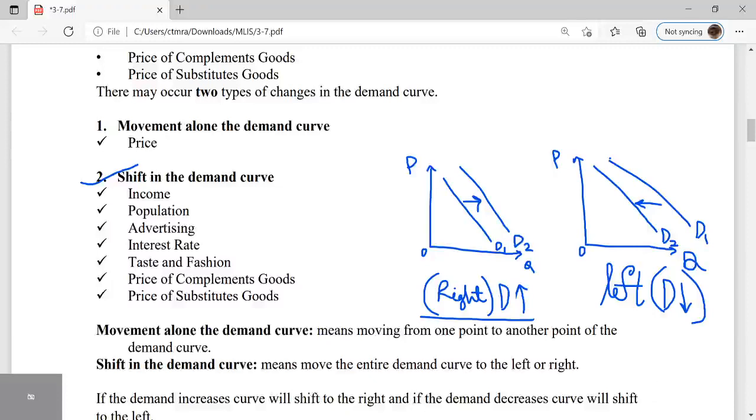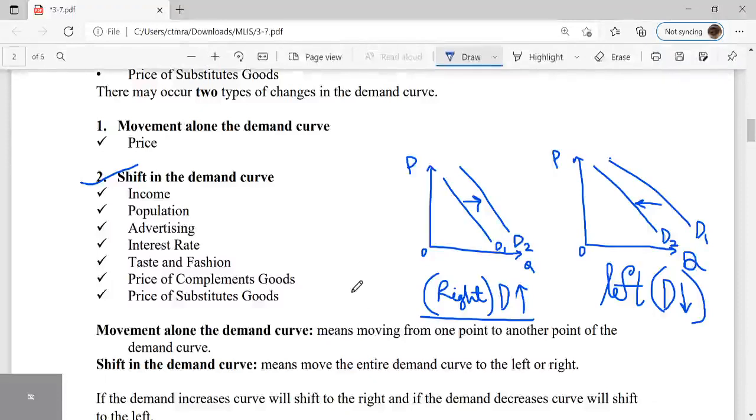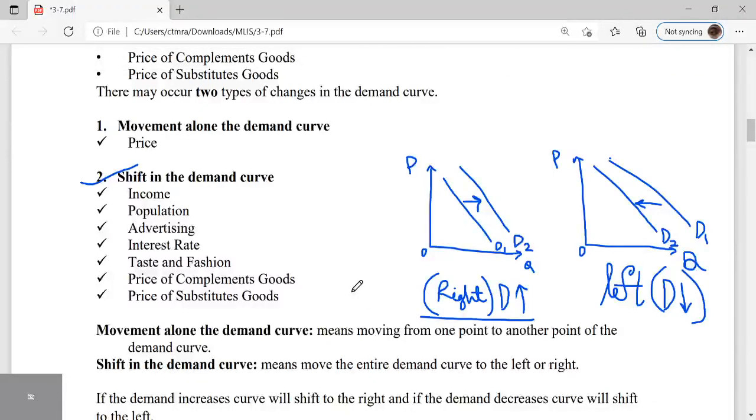Yes, these are inferior goods. Okay, so inferior goods, what happens? Demand rises if the income falls, and demand falls when income rises. Mm, okay, yeah, so these are inferior goods.